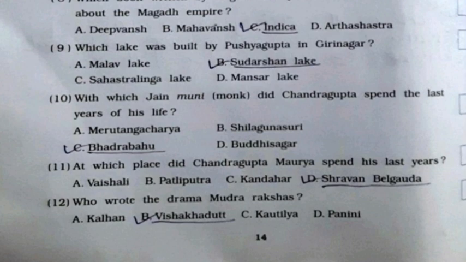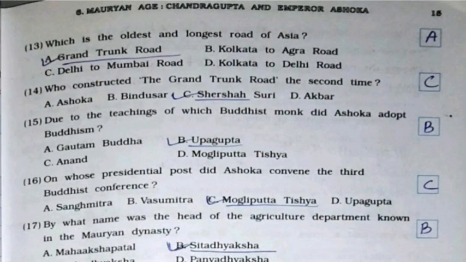12th one, who wrote the drama Mudra Rakshas? It's option number B, Vishakhadat. 13th one, which is the oldest and longest road of Asia? It's option number A, Grand Trunk Road. 14th one, who constructed the Grand Trunk Road the second time? It's option number C, Sher Shah Suri.